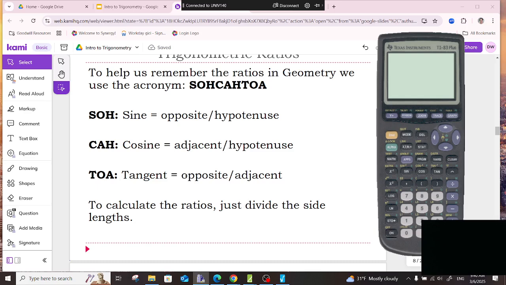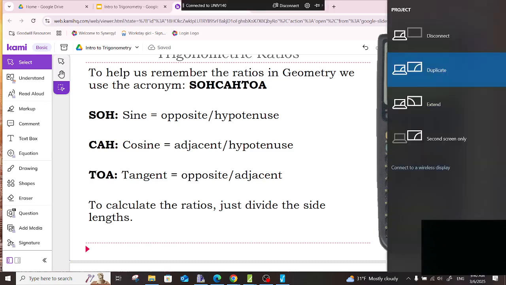TOA, tangent, opposite over adjacent. Now, I'm going to pause this video because I don't want it recorded what I'm about to say. Oh, no, no, no. That's not what I wanted to do.